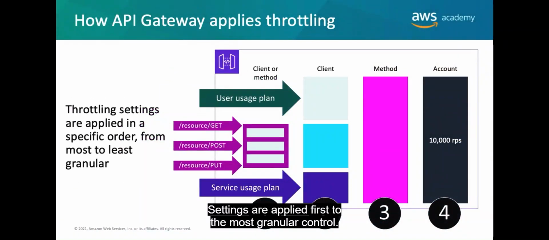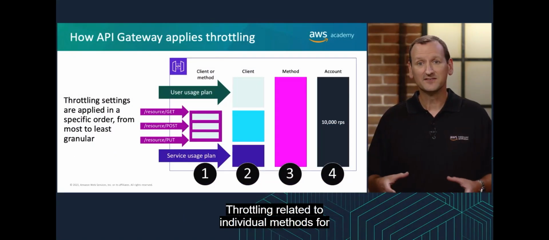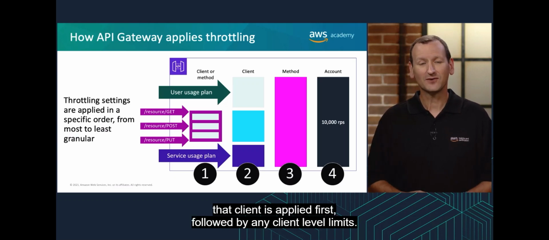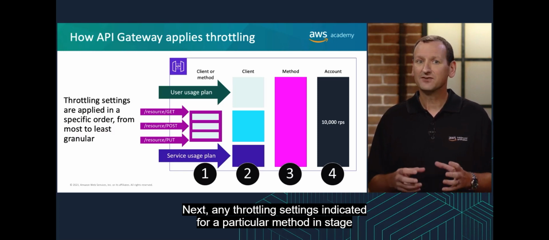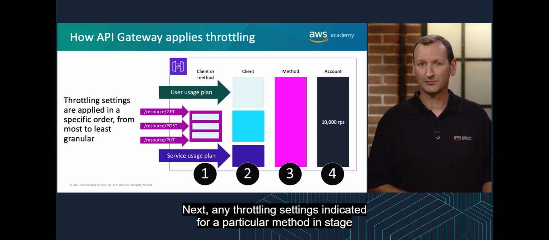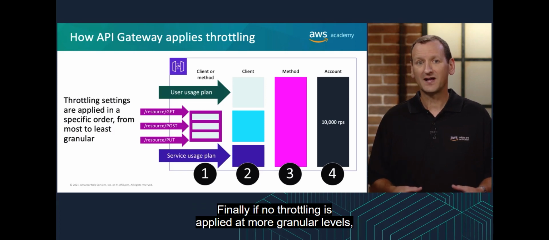Settings are applied first to the most granular control. For example, suppose that an incoming request is from a client tied to a usage plan on a REST API. Throttling related to individual methods for that client is applied first, followed by any client-level limits. Next, any throttling settings indicated for a particular method and stage are applied, followed by any limits placed across the entire stage. Finally, if no throttling is applied at more granular levels, the account quota is applied.